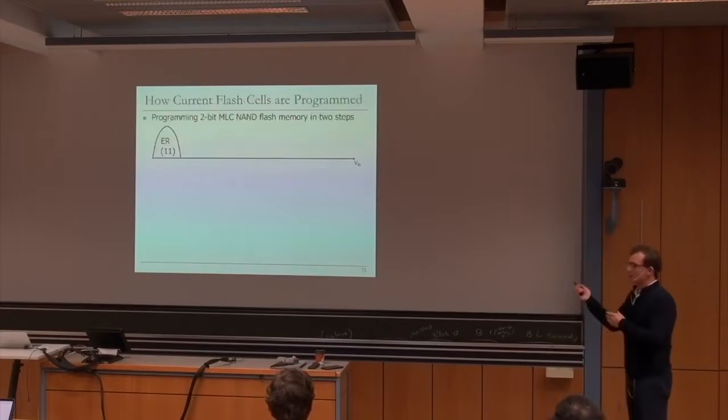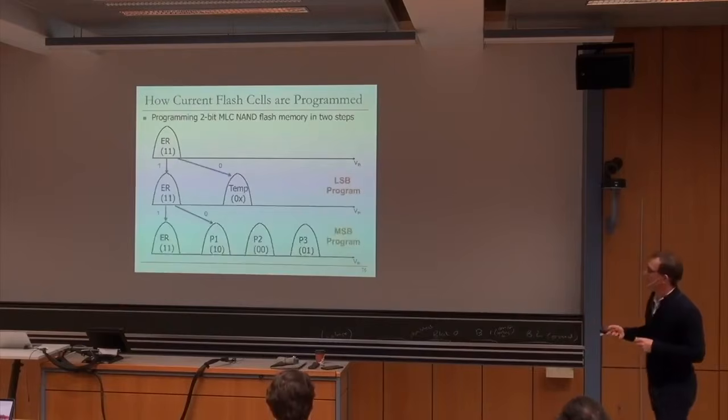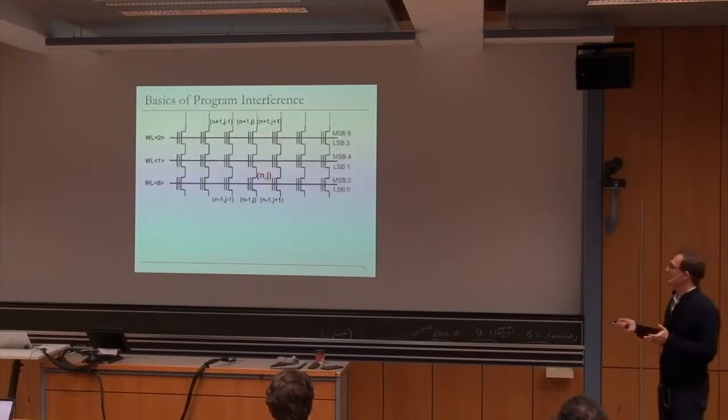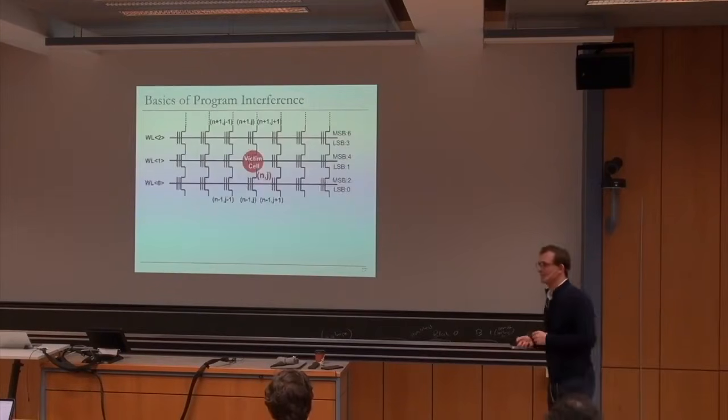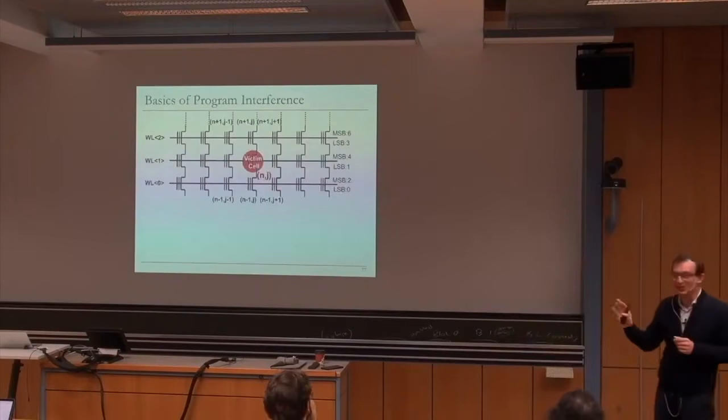So how do we program current flash cells? We already talked about this. You basically use this two-step programming method. You program the LSB first and MSB next. So what is the program interference? Basically, it's going to be similar to what we've discussed with RowHammer, except it's a very different error mechanism.